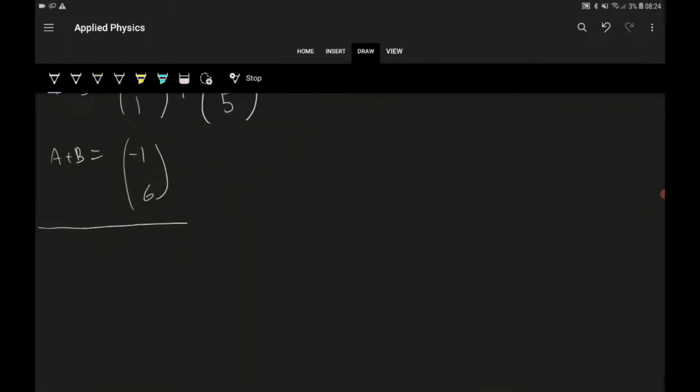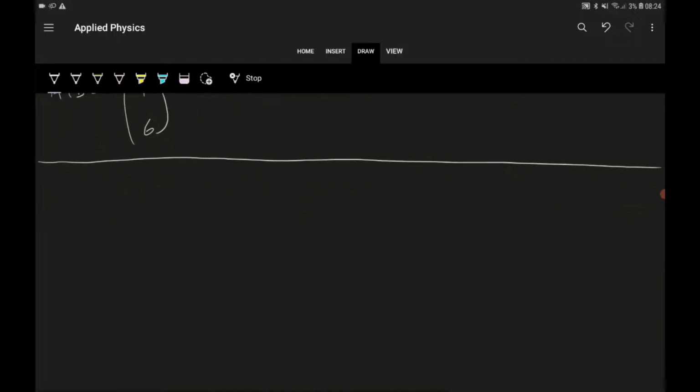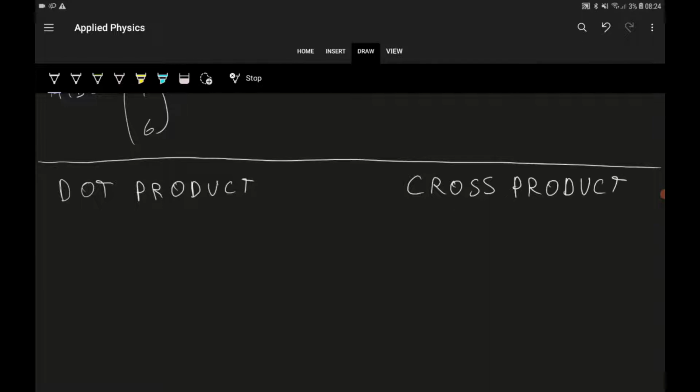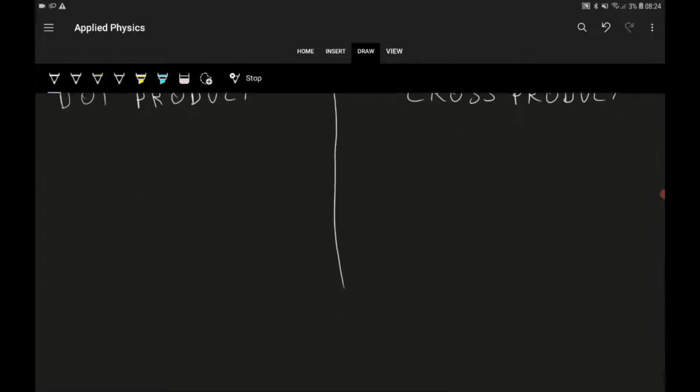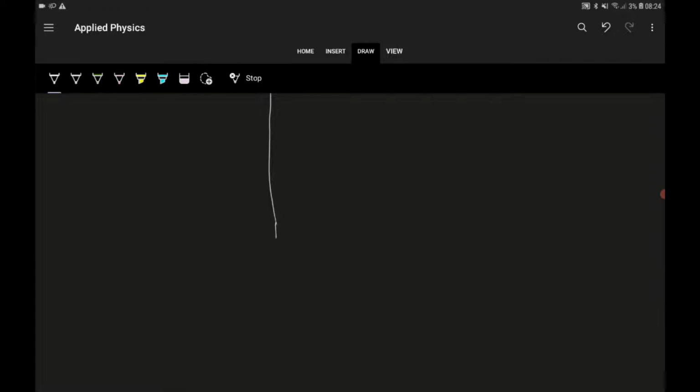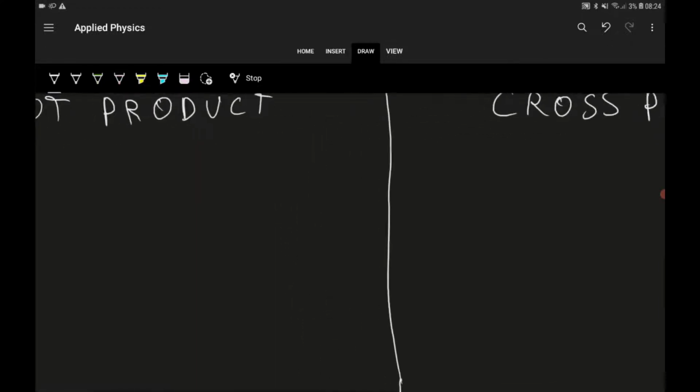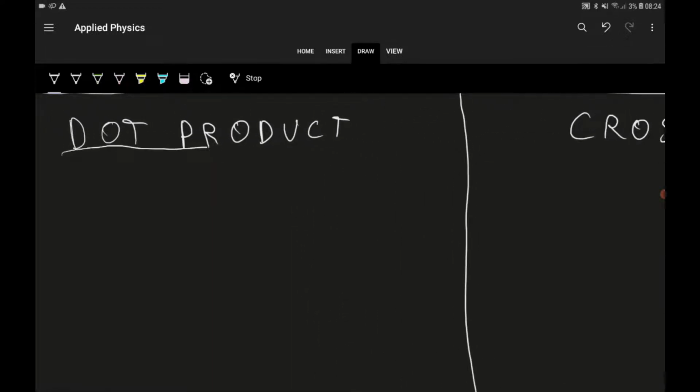Now coming to two rather advanced operations, that of the dot product, far more practical as well, and the cross product, the more complicated of the two. So let's first start off with the dot product, because it's really simpler and usually people start off with the dot product.